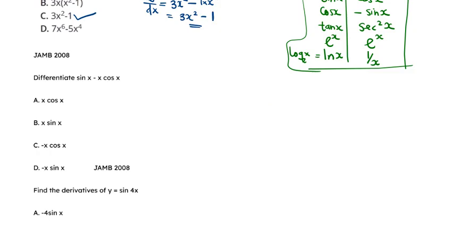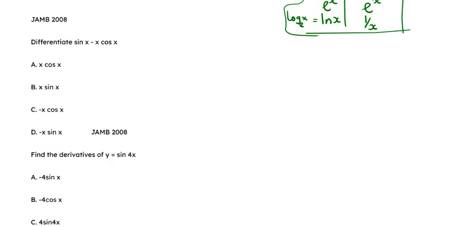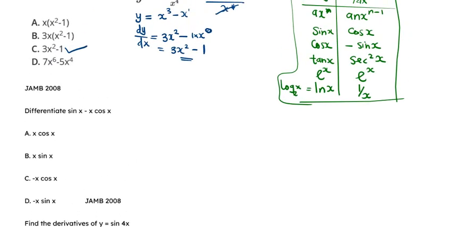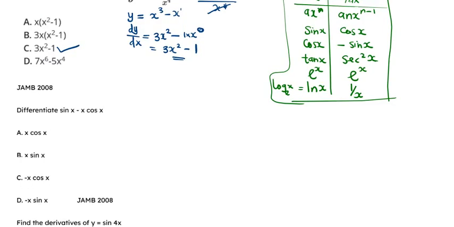Now look at the first question we have: differentiate sin x minus x cos x. So how do we deal with this? Of course, it is very easy to differentiate sin x, as it is exactly present in our differentiation formulas. So the first term, dy/dx: if you differentiate sin x, we are going to get cos x.